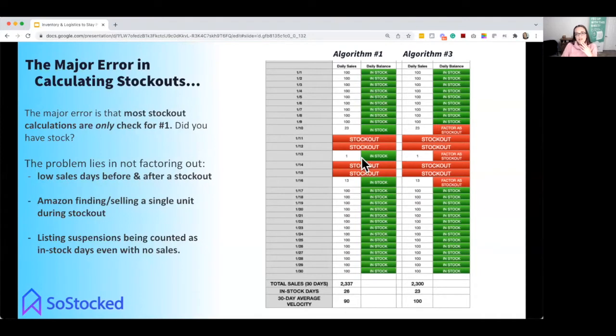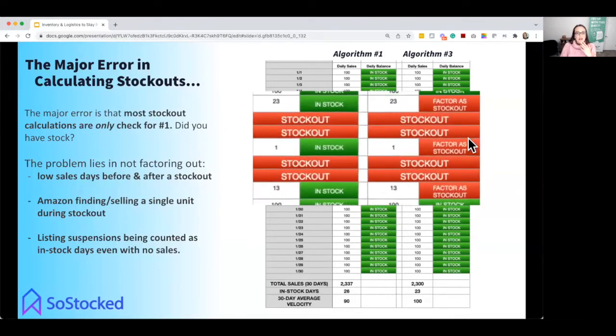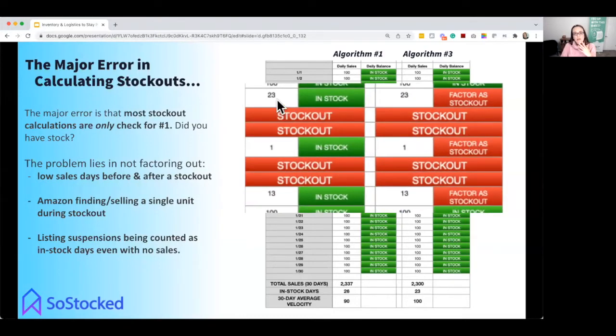So looking at all of the data, we look at algorithm 1 versus 3. We're doing 100 sales a day. That's the average until this period of time when we have a problem with stocking out. So on the left side, algorithm 1 counts this day of 23 sales as an in-stock day, and the 1 sale as an in-stock day, and 13 sales as an in-stock day. Whereas we count all of them factored as stockouts. Those are going to be numbers that throw off our average, especially when we're doing a 30-day average.